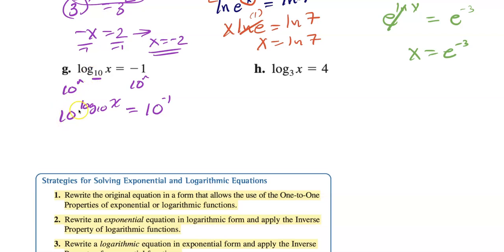Like that, right? It's 10 to the power of log base 10 of x equals 10 to the negative 1. Anytime these match, they cancel. You just get x equals 10 to the negative 1, also known as 1 over 10.